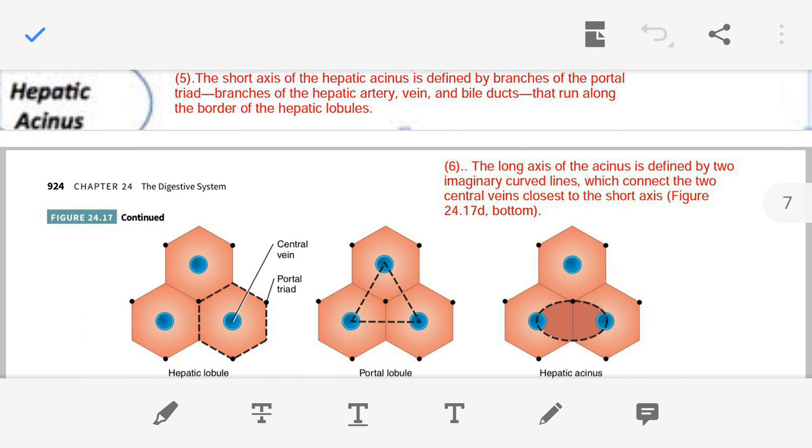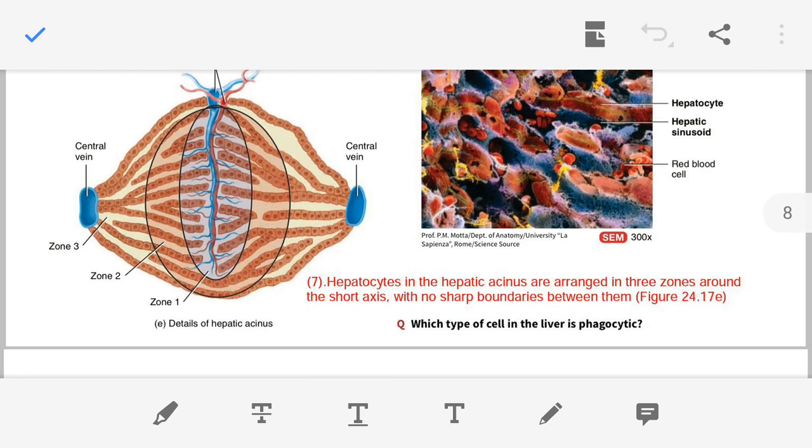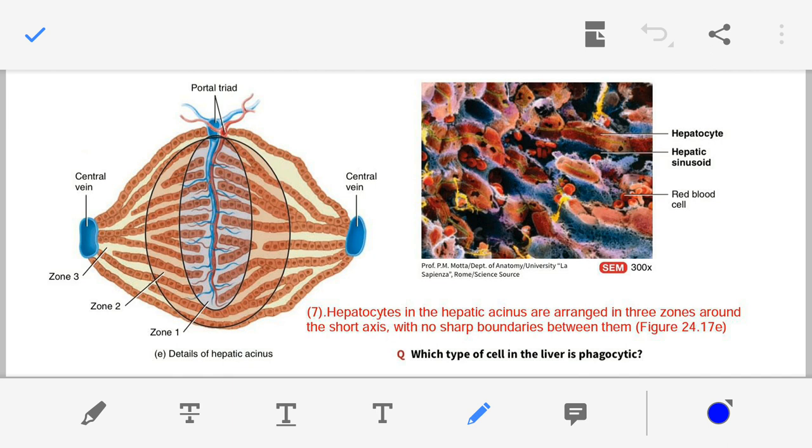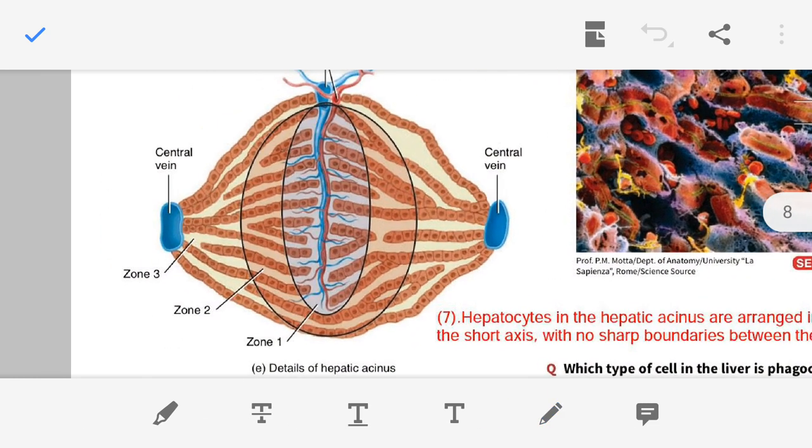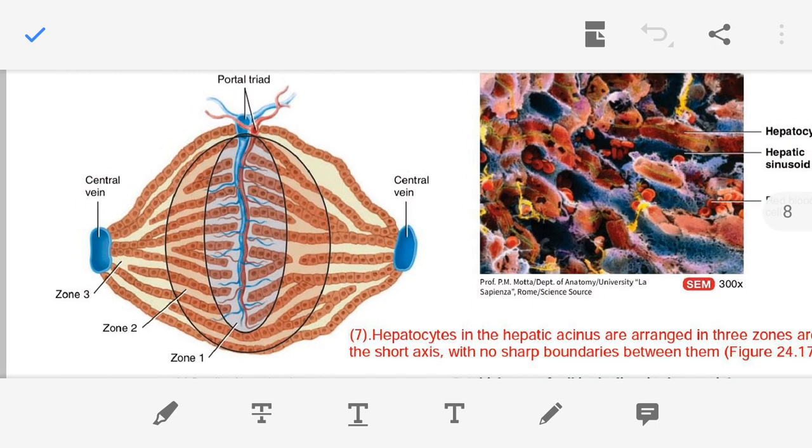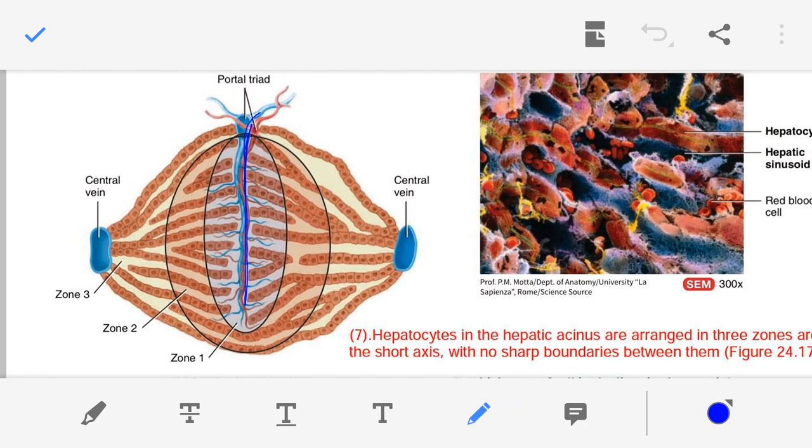Now moving on to the 7th point of our discussion. Now in the 7th point, the hepatocytes of the hepatic acinus are arranged in 3 zones around the short axis, and these 3 zones do not have sharp boundaries between them. So what they are trying to explain to us is that this one is the short axis, okay? Short axis means the branches of the portal triad. Now branches means what? Branches means arteriole, venule, or the capillaries.